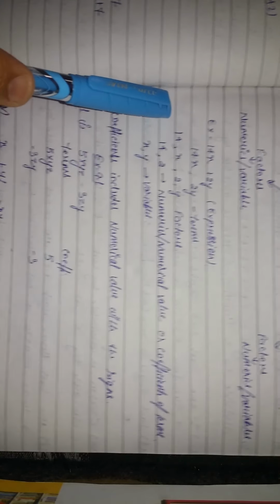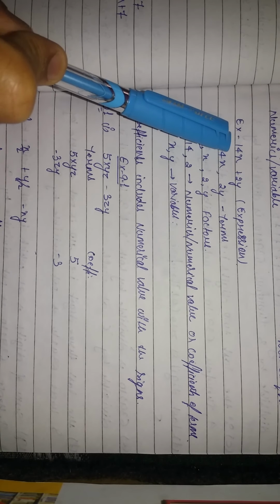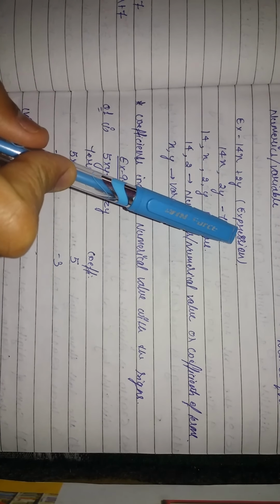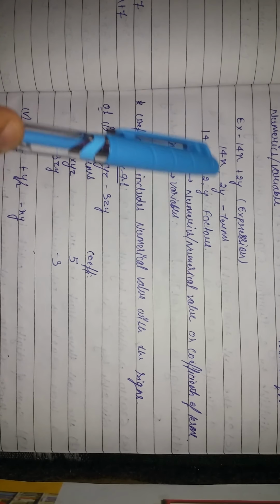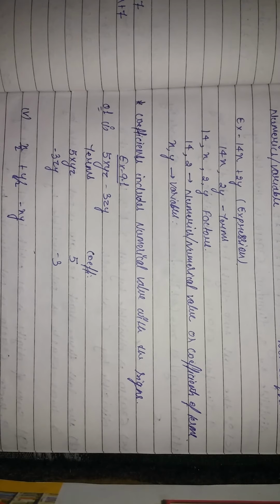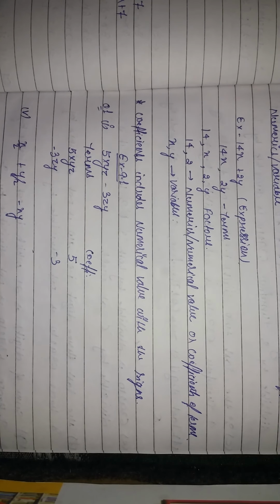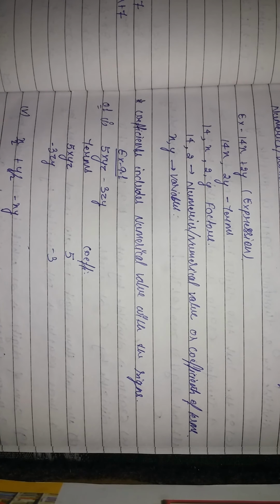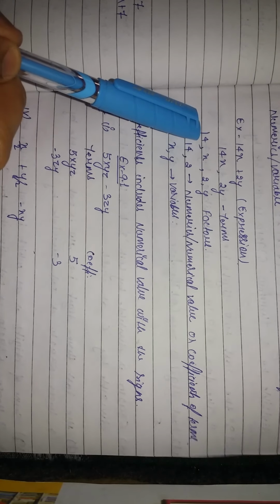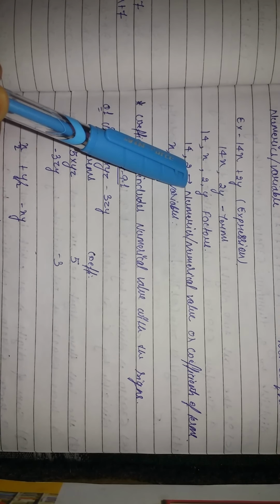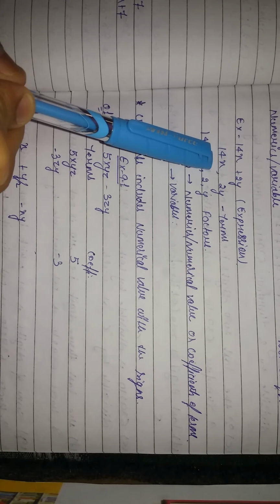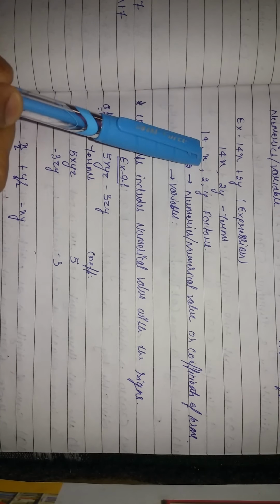Coming to the example, there is 14x plus 2y. This is your expression because it is made up of 14x and 2y terms. So terms are 14x and 2y. Now the terms are made up of your factors, as I said earlier. Therefore your factors are 14, x, 2, y, because 2y consists of two factors 2 and y, and 14x consists of two factors, that is 14 and x.